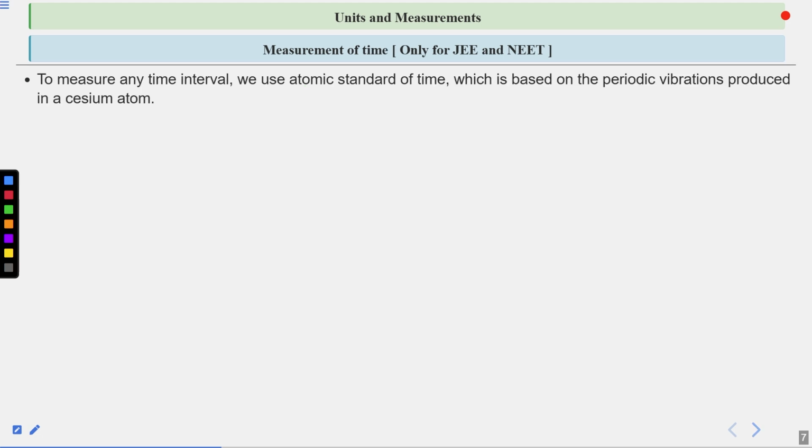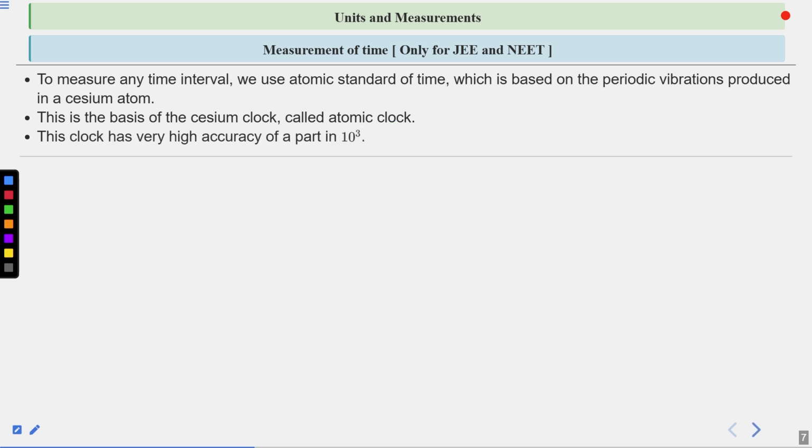Second is measurement of time. To measure any time interval, we use the atomic standard of time, which is based on periodic vibrations produced in a cesium atom. This is the basis of the cesium clock, called the atomic clock. This clock has very high accuracy of one part in 10 raised to the power 3.